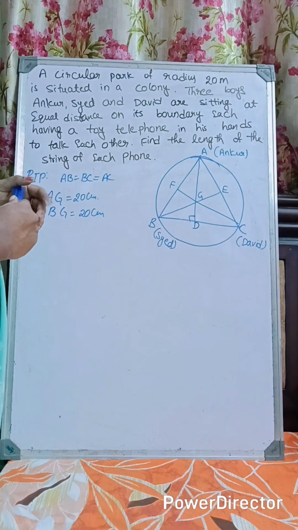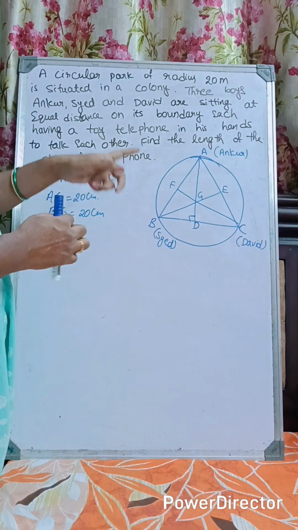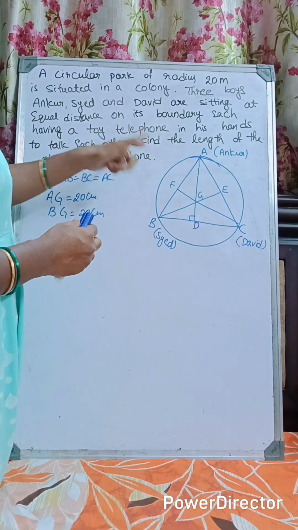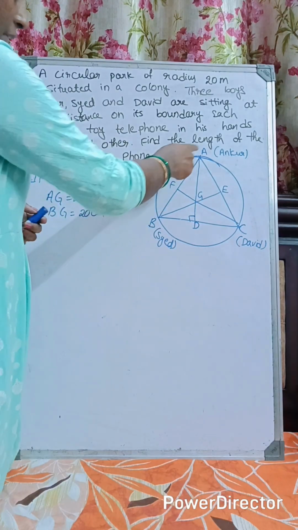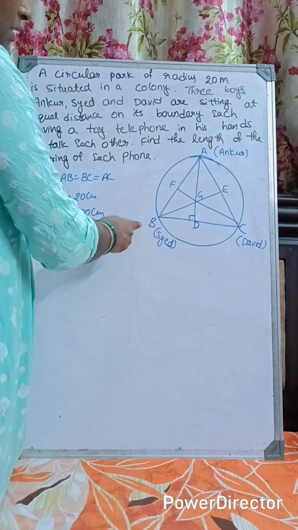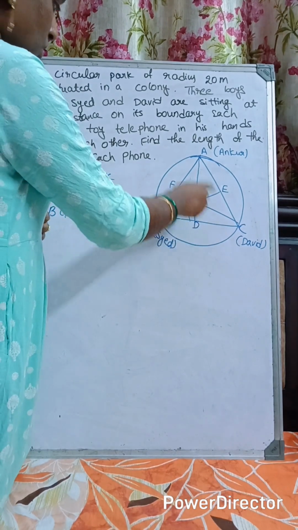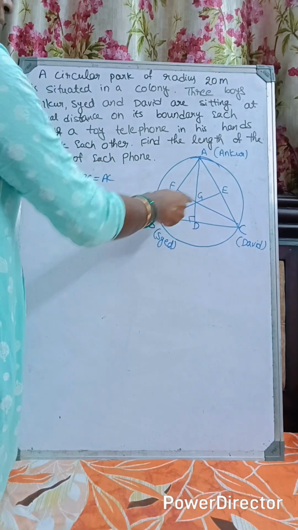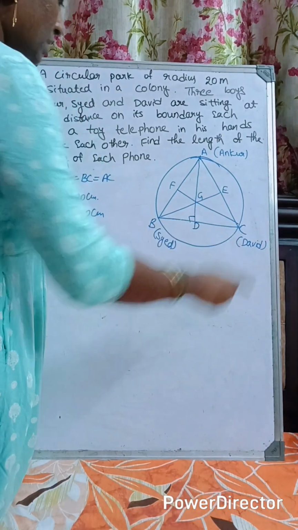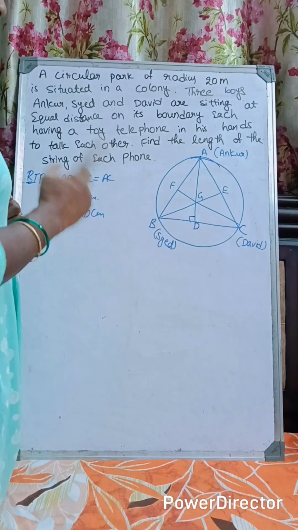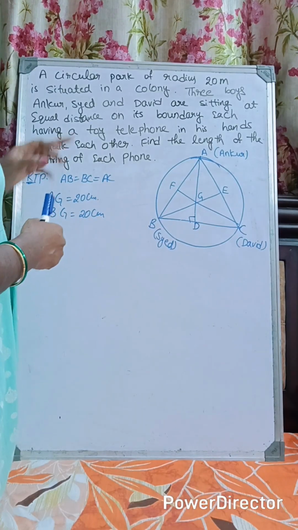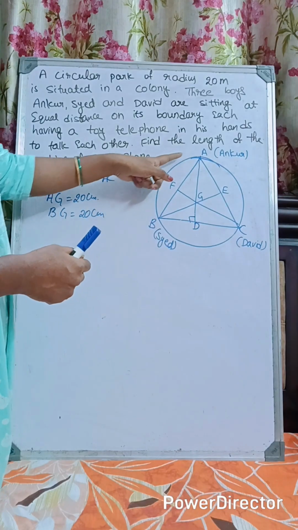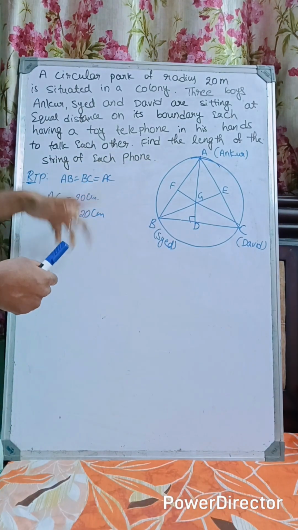Each has a toy telephone in his hand to talk to each other. Find the length of the string of each phone. So they are at equal distances, so AB is equal to BC is equal to AC. As G is the center of the circle, AG will be equal to BG is equal to CG. These are the radii with 20. The length of the string: to talk to each other, they are using toy telephones. So how much is the length of each string? I need to find that out.